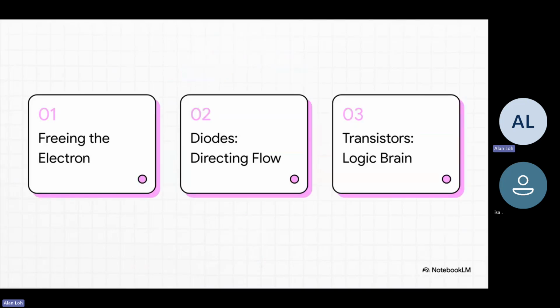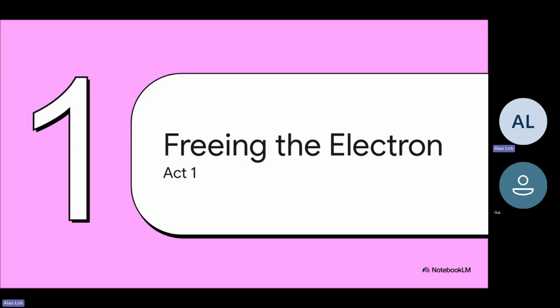Here's our roadmap. 1. Freeing the electron. 2. Diodes and directing the flow. And 3. Transistors, the electronic brain. By the end, you'll see exactly how all these building blocks fit together. All right, part 1, freeing the electron.